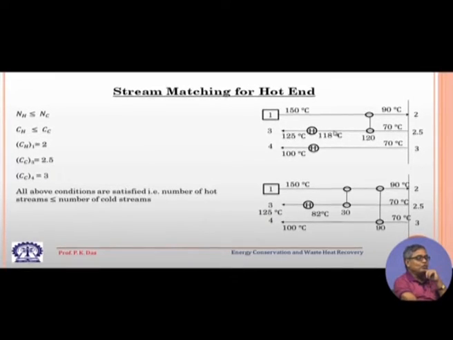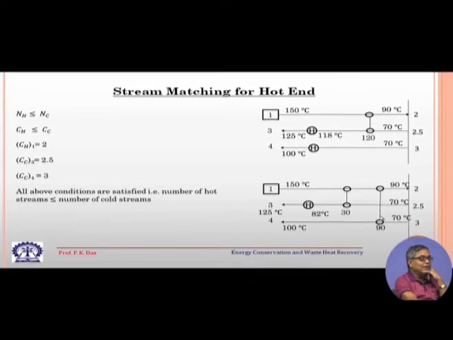For the other two cold streams, the remaining two streams which are cold streams, we do not have any hot stream to exchange heat. So, we have to use heat utility here, or rather hot utility here. So, we can find out what amount of hot utility has to be used, and we can solve this problem.